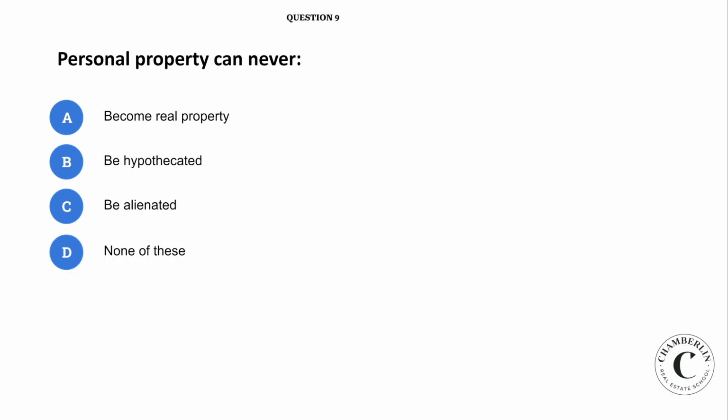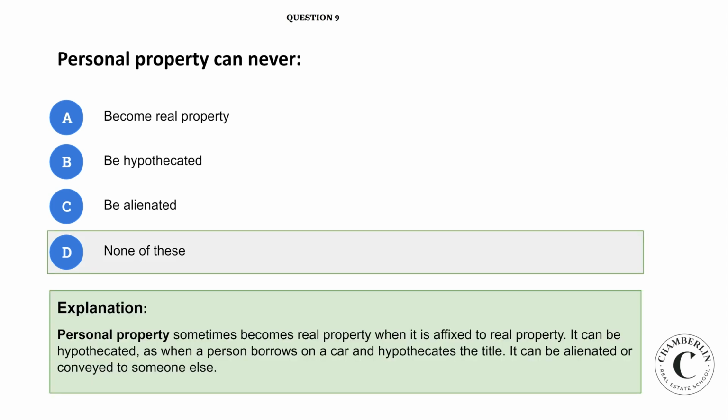Question 9. Personal property can never: A. become real property, B. be hypothecated, C. be alienated, or D. none of these. And the answer is D. Personal property sometimes becomes real property when it is affixed to real property. It can be hypothecated, as when a person borrows on a car and hypothecates the title. It can be alienated or conveyed to someone else.